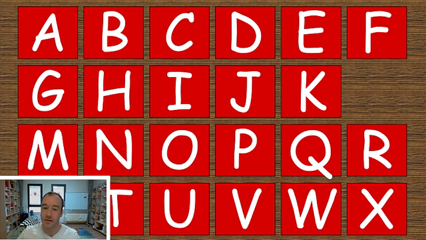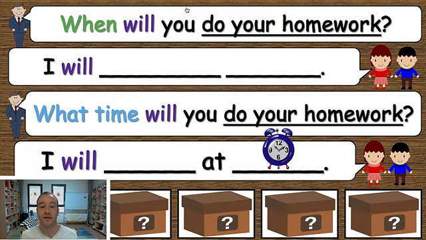Okay, so they come up. The next team comes up. They choose C. They go to C. When will you do your homework? All right, this happens to be homework again, but that's just a coincidence. When will you do your homework? They complete the dialogue. I will do my homework before school.